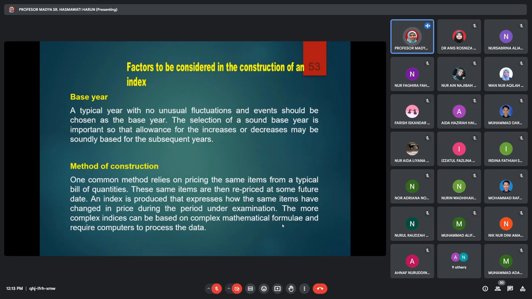Aman, damai sahaja. Kalau ada sikit-sikit tu plus minus sahaja. Okay, harga emas pun stable sahaja. Okay, method of construction ada sebut tadi.